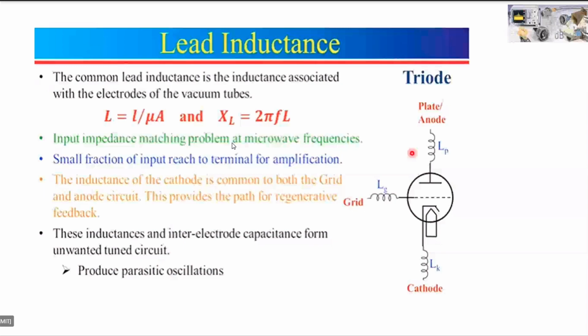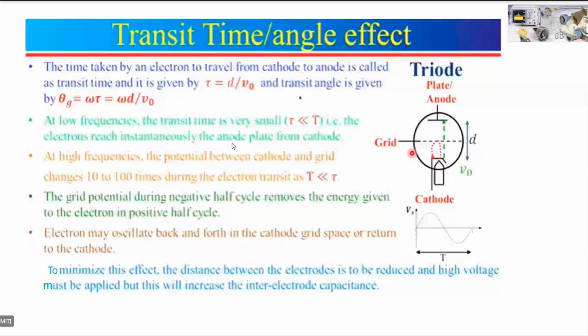Another very important reason is the transit time or transit angle effect. Transit time is how much time a signal requires to move from input to output. So now let us see what this transit time effect is. The transit time of an electron is the time taken by an electron to travel from cathode to anode. So for a triode, let the distance between anode and cathode be represented by d. It is shown there, you can see here. It is represented by d, and the average velocity of the electron is v naught.